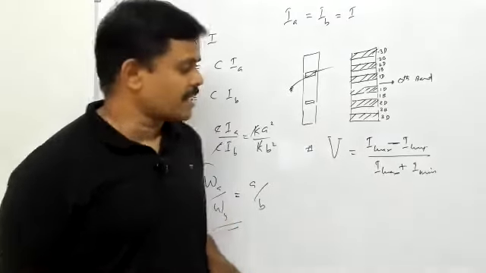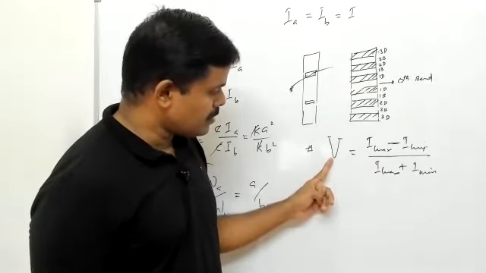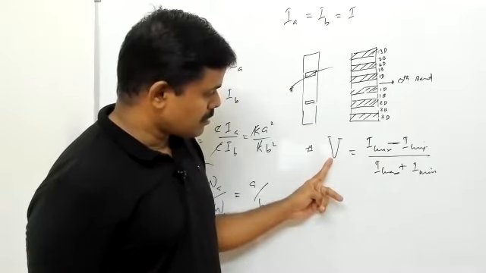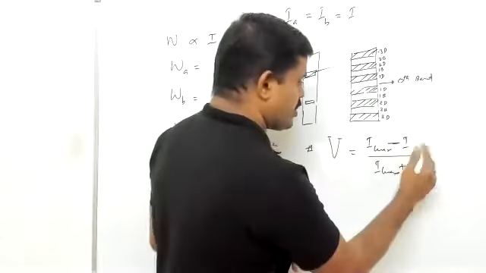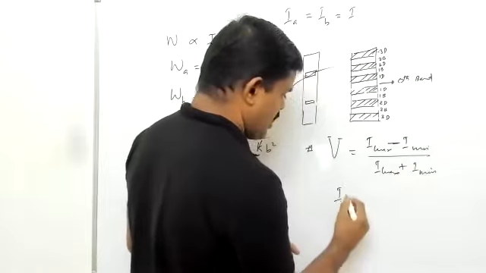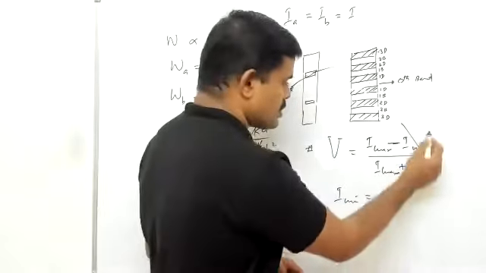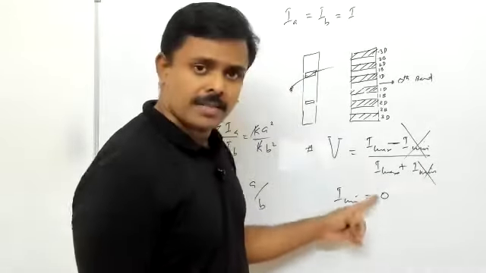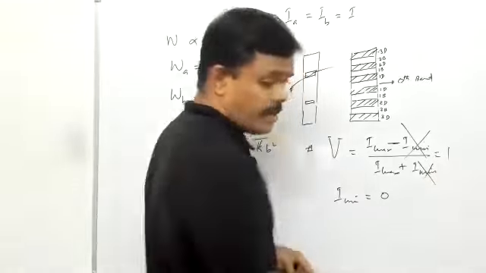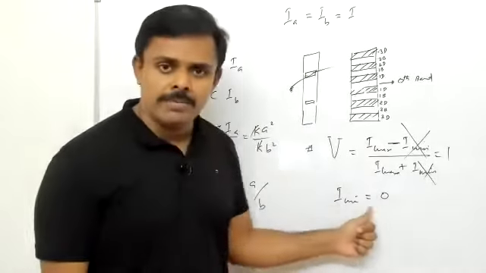Fringe visibility is maximum when, if this is to be maximum, I'll tell you the condition. What is the condition? I minimum should be equal to 0. If I minimum is 0, this is gone, 0. Then Imax by Imax will be 1. 1 means 100% visibility. So you have 100% visibility when I minimum is 0.